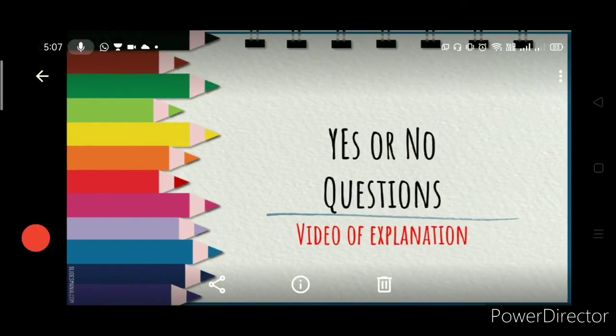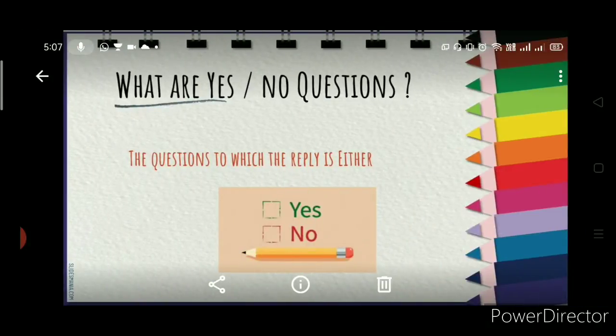So today I am going to tell you about yes or no questions. What are yes or no questions? The questions to which the reply is either yes or no. Means if somebody is asking you the question, you can simply reply either in yes or no. You don't need to explain your answer, and also you don't need to describe your answer. So that is called the yes or no questions.